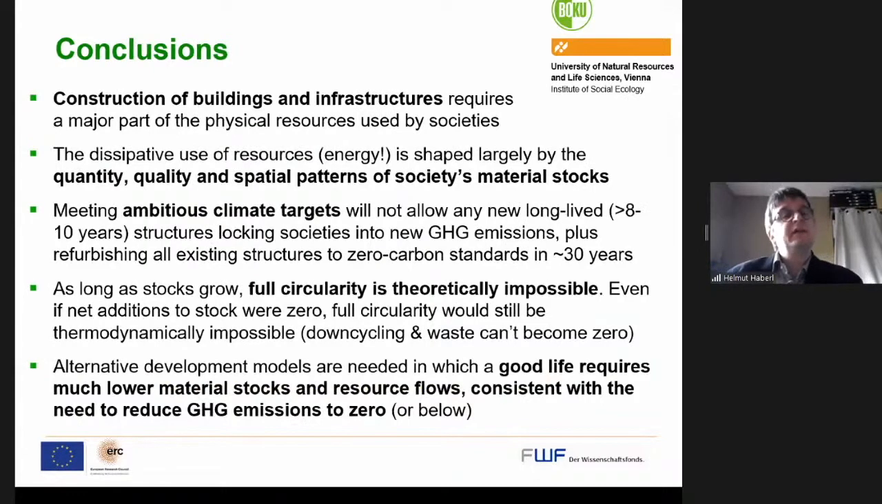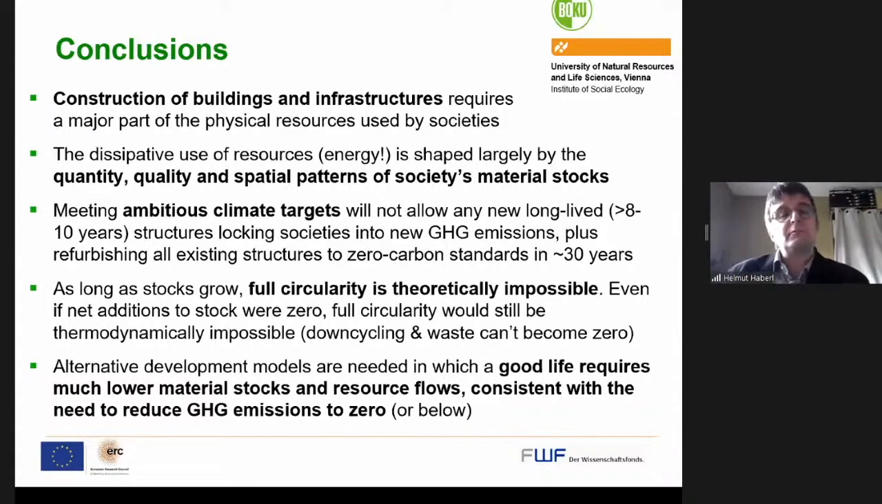So the take-home messages are: construction of buildings and infrastructures requires a major and increasing part of the physical resources used by societies. The dissipative use of resources like energy is very much shaped by the quality, quantity, and spatial patterns of the material stocks.